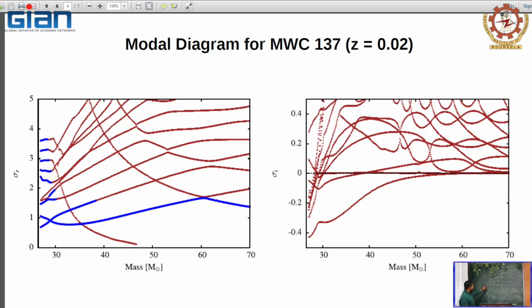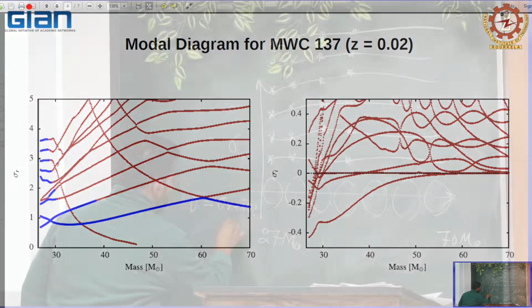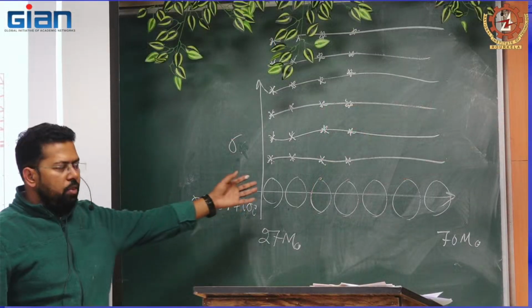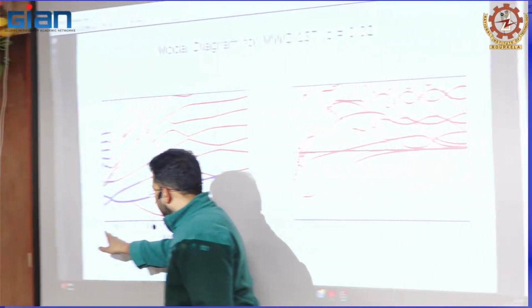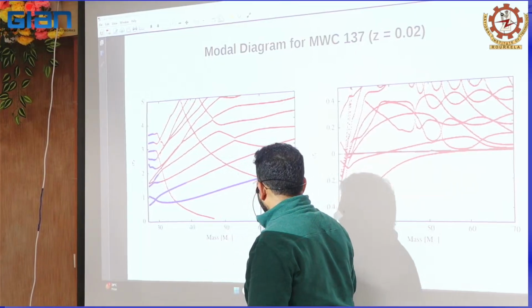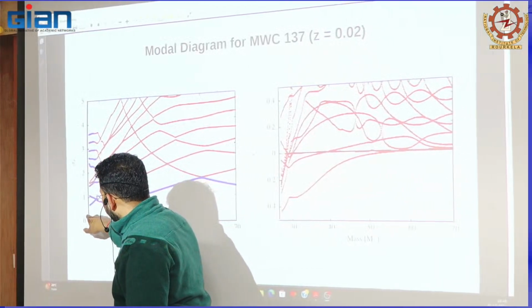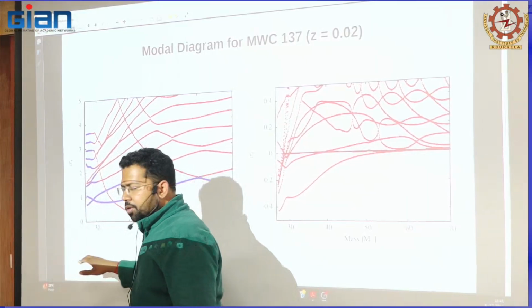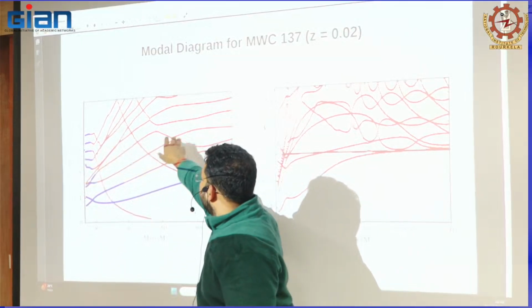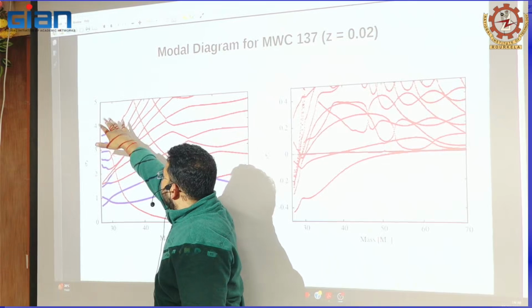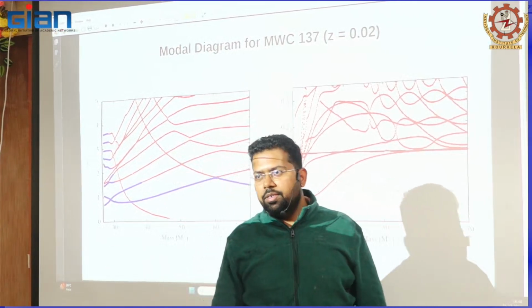Similarly, you can have sigma I, corresponding to sigma R, since sigma is sigma R plus i sigma I, and you can plot the same thing. This is what is done here. We have taken a sequence of models from 27 to 70 solar mass and calculated the eigenfrequencies for all these models up to certain values. Sigma R, in these cases, we did it for more than 5, but plotted here up to 5.